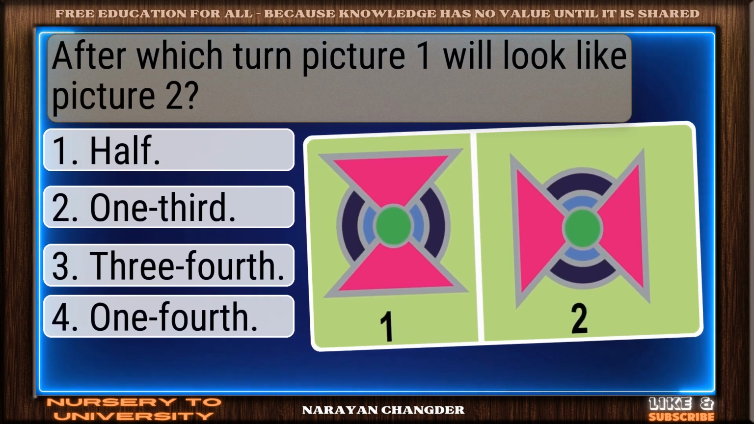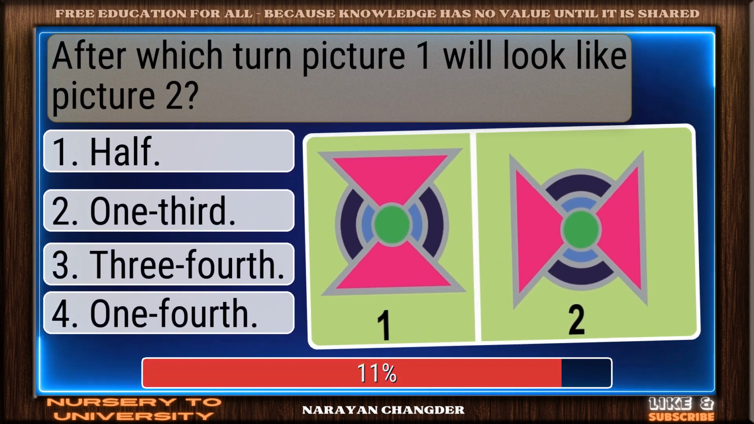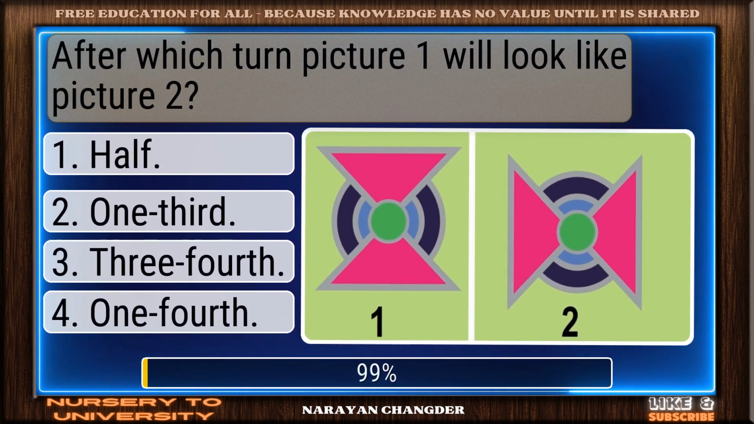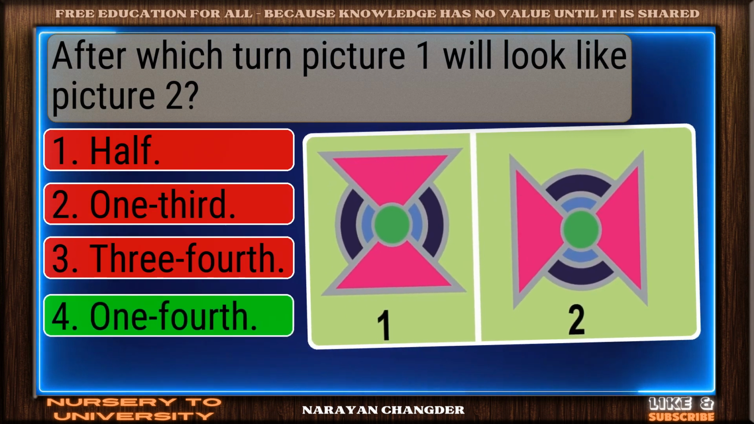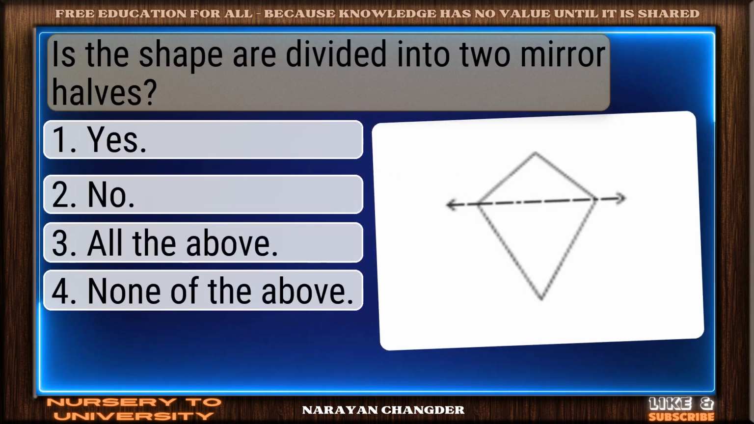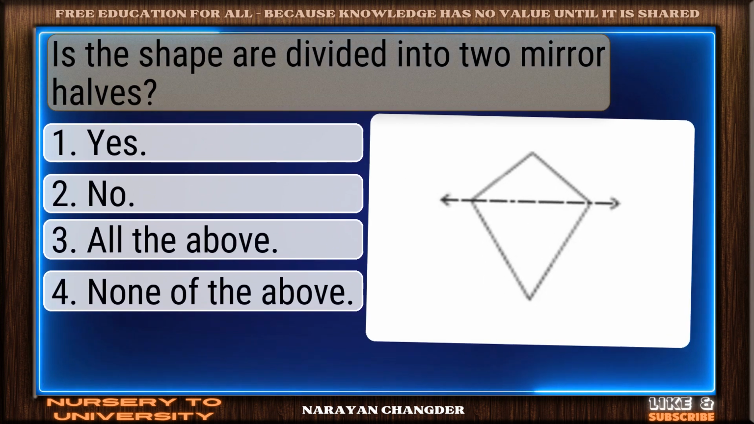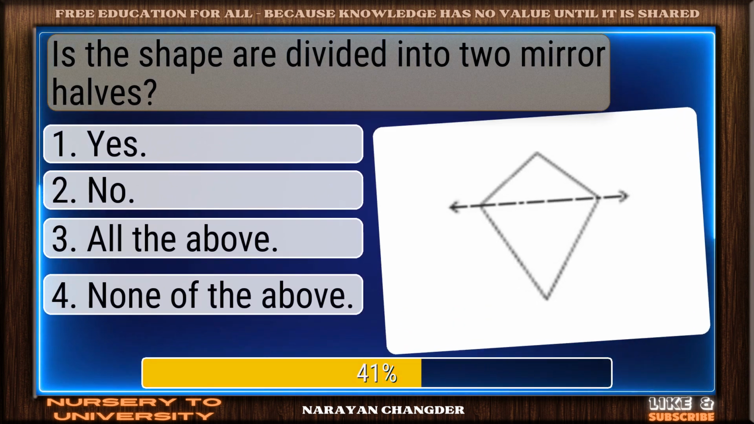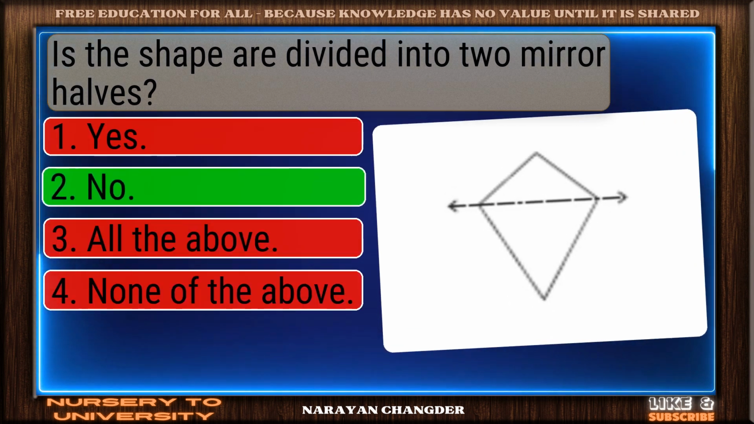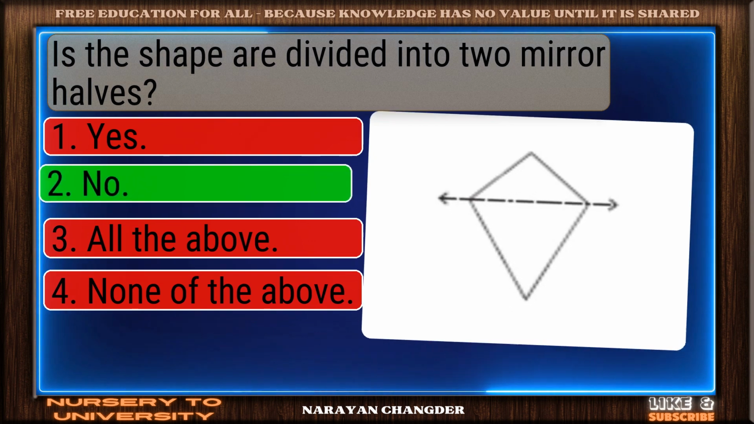After which turn will picture 1 look like picture 2? Excellent. 1/4 is a brilliant choice. Is the shape divided into 2 mirror halves? You got it. Your choice, no, is right.